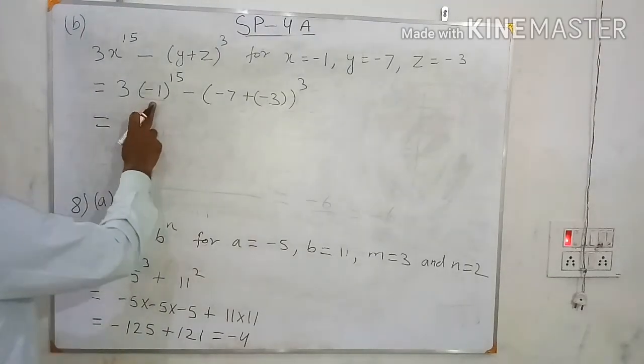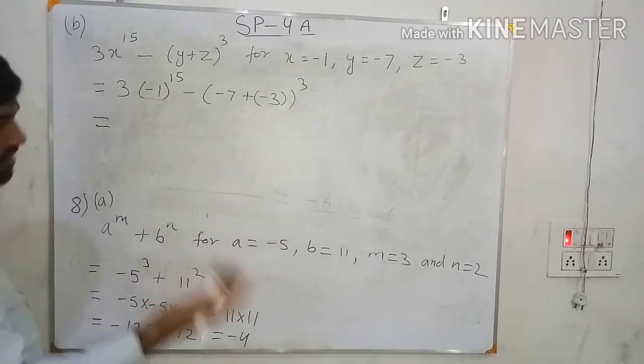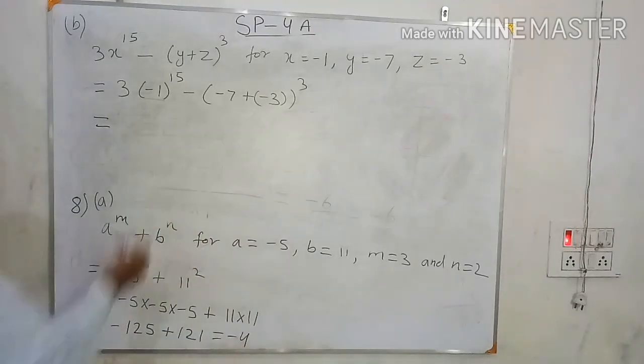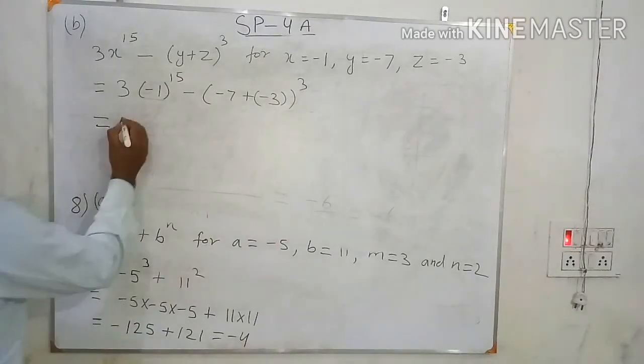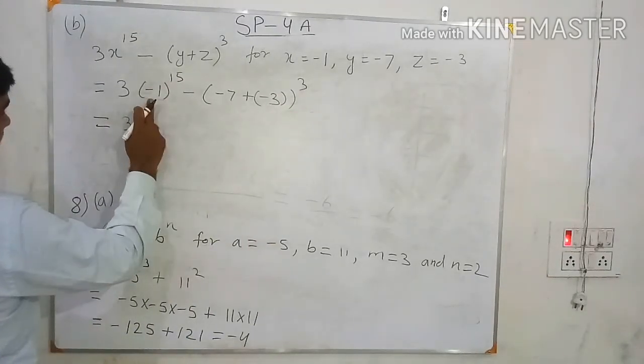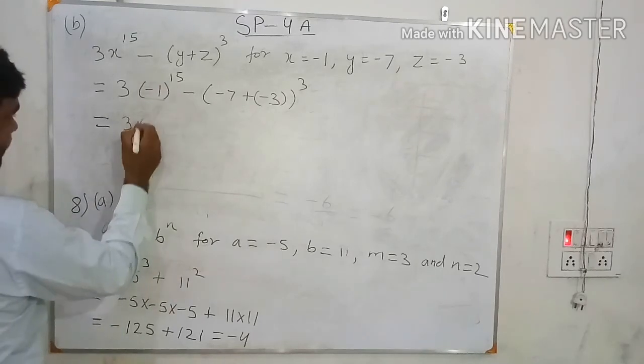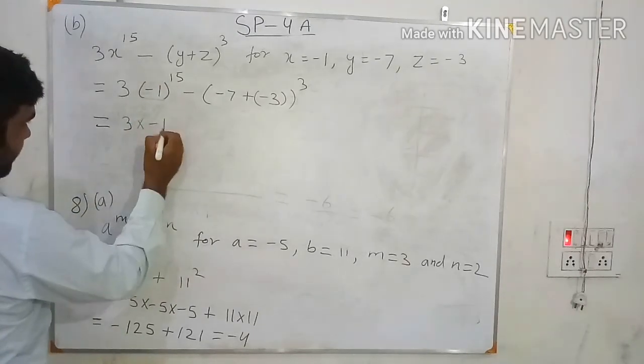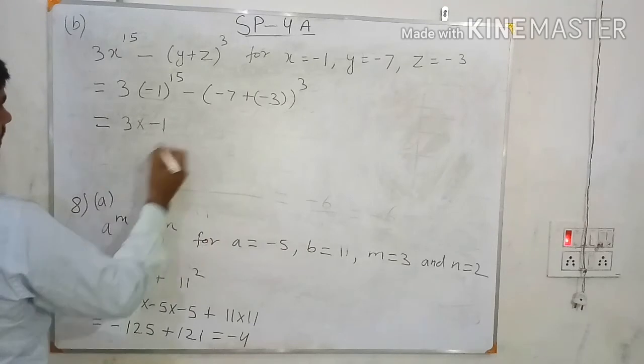Now the base is minus 1, that is negative, and the power is odd, so its value will be negative. And 1 is multiplied 15 times, so you will get 1 only. So base negative, power odd, value will be minus 1. The value will be minus 1 here.